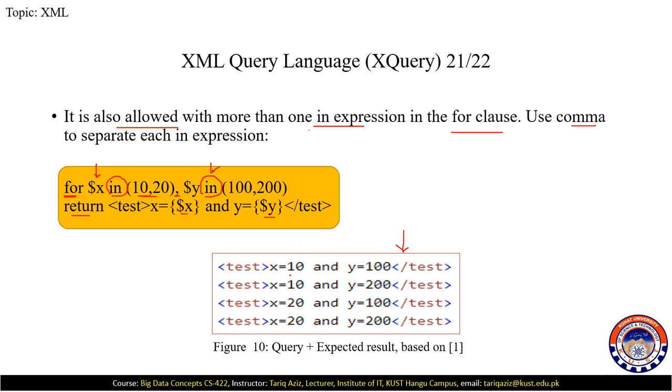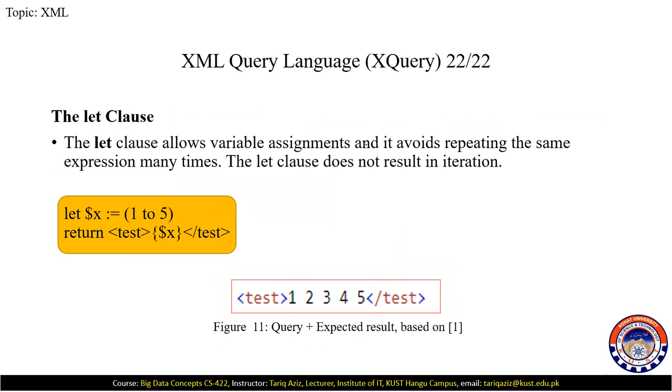x is equal to 10, and then y is equal to 100. x is equal to 10, and then y is equal to 200. Then x is equal to 20, y is equal to 100, and x is equal to 20, y is equal to 200. So the basic theme is that we can use multiple ins in the for clause, but you have to separate them with the help of a comma.